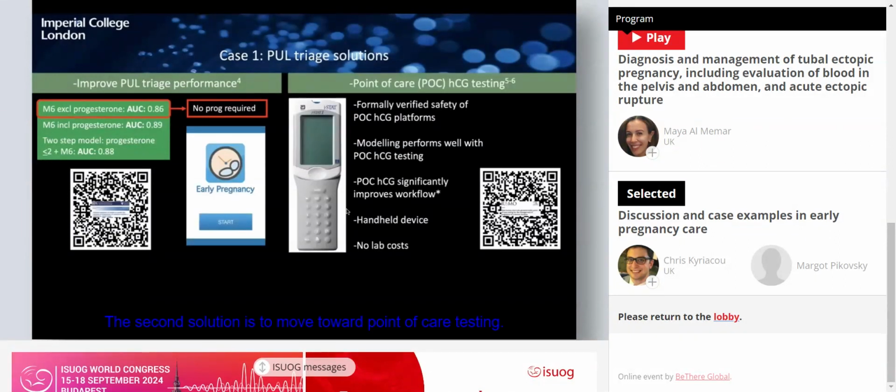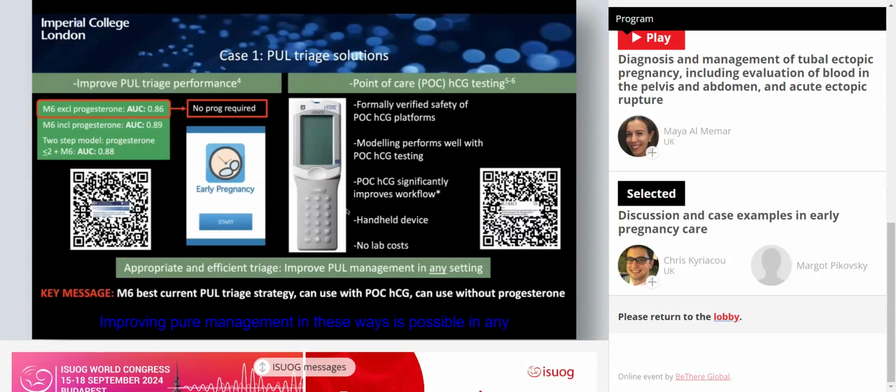The second solution is to move toward point-of-care testing. Now, this QR code links to a formal clinical study evaluating an ambulatory care system in PUL triage, and we now know that the published device is safe to use in this context, significantly improving workflow and bypassing laboratory costs. Improving PUL management in these ways is possible in any setting, and using them together is safe.